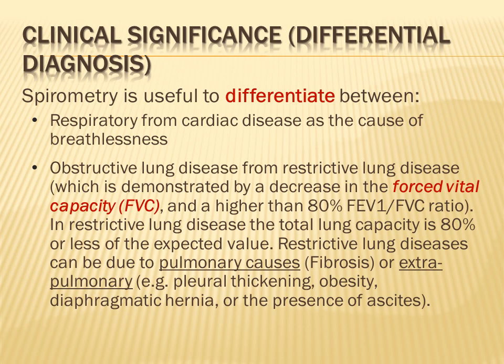Restrictive lung diseases can be caused by pulmonary causes or extrapulmonary causes. Pulmonary causes means simply that the problem is within the lung, like fibrosis of the lung, whereas extrapulmonary causes are things like obesity, diaphragmatic hernia, paralysis of the diaphragm, and many other diseases. We will come to that later.